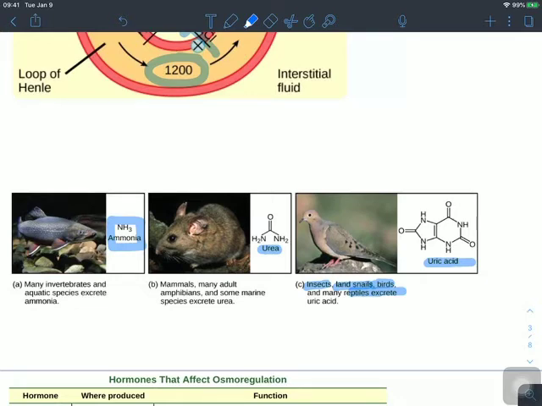You'll notice that bird poop is not just poop. The white stuff is the bird pee. It is much more solid than our urine because they are retaining a lot more of their water.